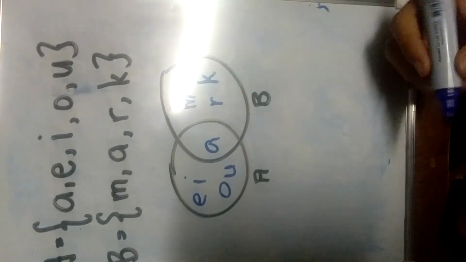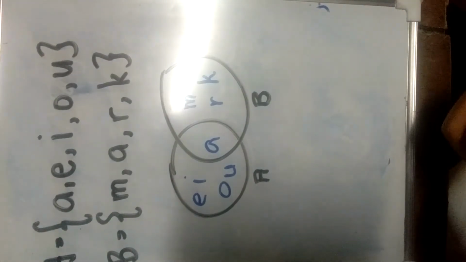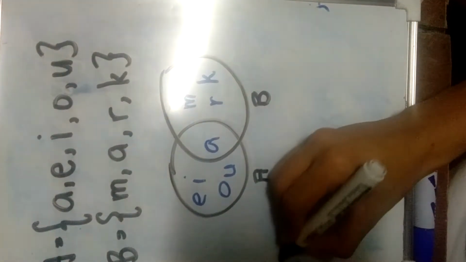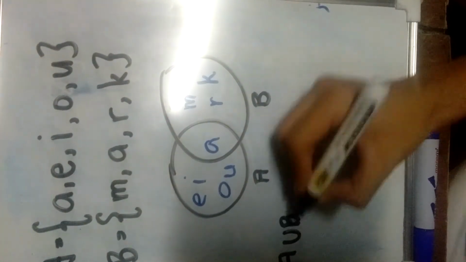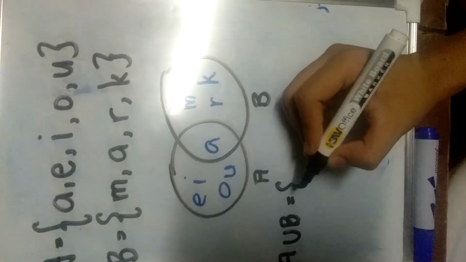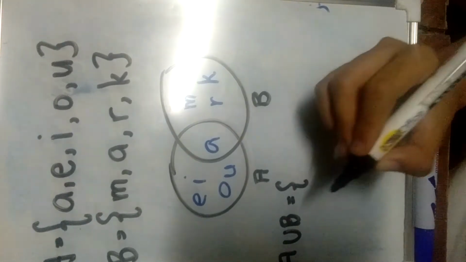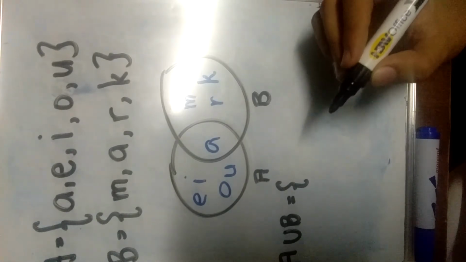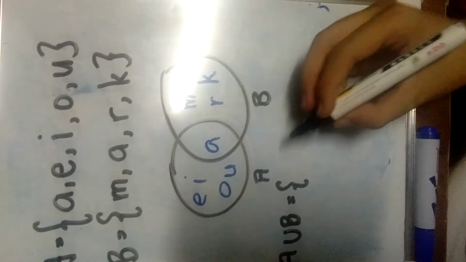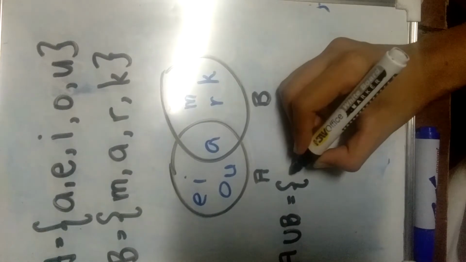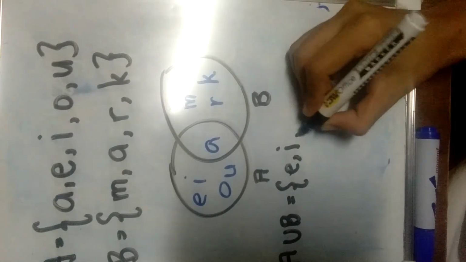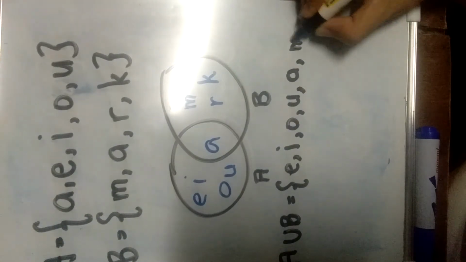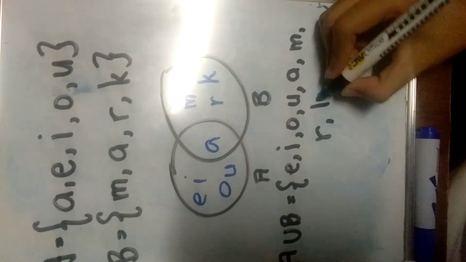Okay, so let's find the union. The union of sets A and B. So what's the union again? It's the set whose elements belong to set A or to set B or to both. So these elements are E, I, O, U, A, M, R, and K.